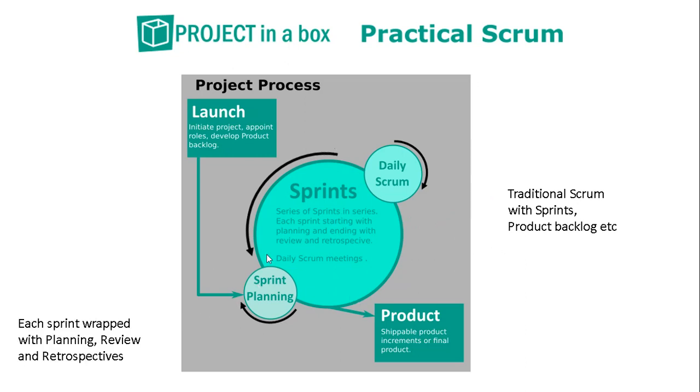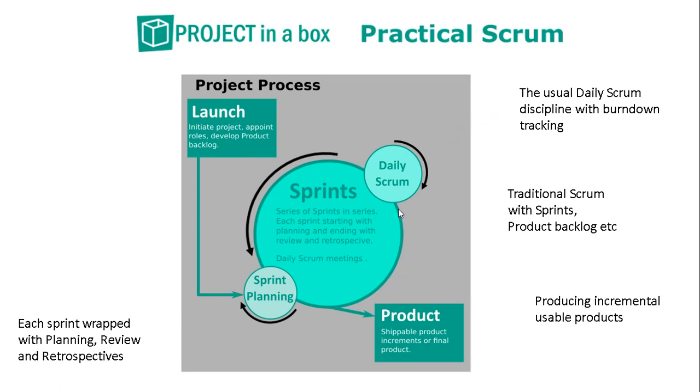Each sprint is wrapped and started with a planning exercise and completed with review and retrospectives exercises. And we have the documentation to support those. The usual daily Scrum discipline is included with burn down tracking. Depending which version of the product you're using it on, you'll get daily Scrum reports as well. And of course, a key part of Scrum is producing incrementally usable products at the end of each session, and we've got documentation for that as well as the final project acceptability documentation as well.